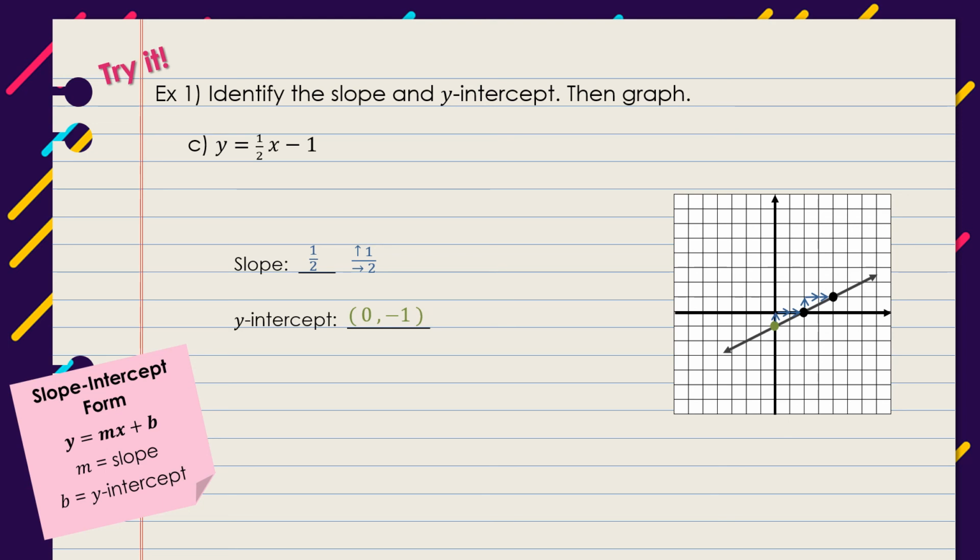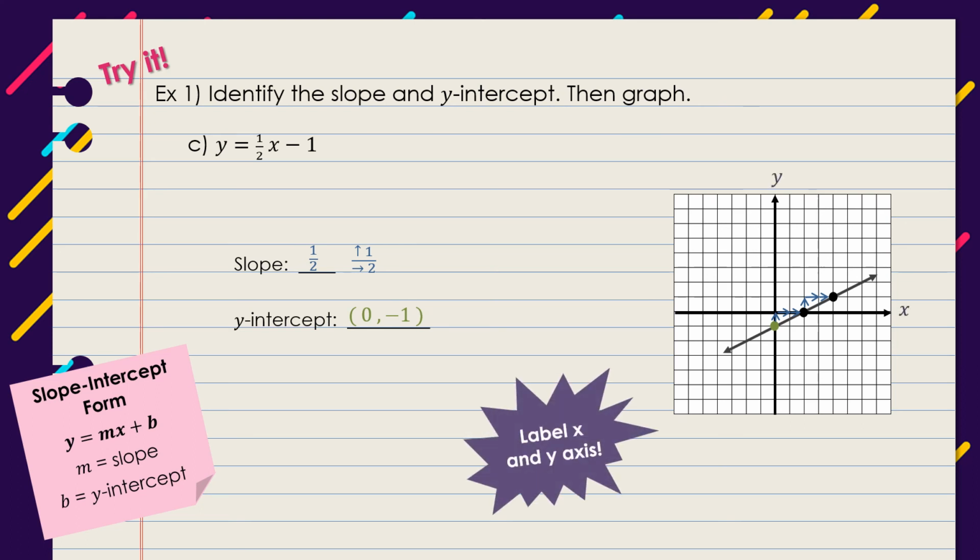We connect those 3 dots in order to make our line, and hopefully your graph looks like mine. Don't forget to label that x and y axis. Great job.